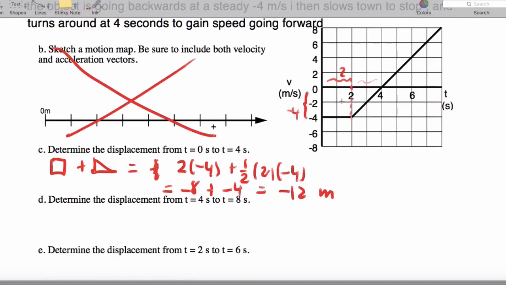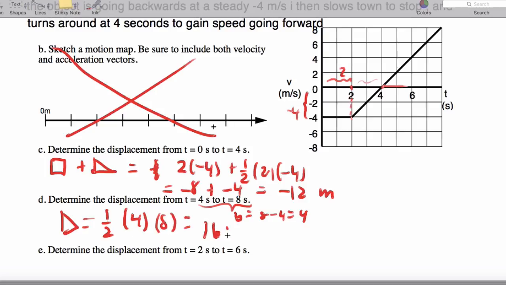Now the displacement from 4 to 8 seconds, it's a triangle. That's going to be 1/2. The base is from 4 to 8, so that's 8 minus 4, which is 4. And the height, let's be really careful. Going from 4 to 8 seconds, my height is 8. So I'm getting 2 times 8, which is 16 meters.